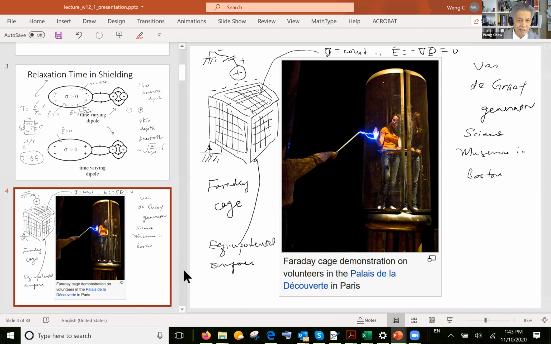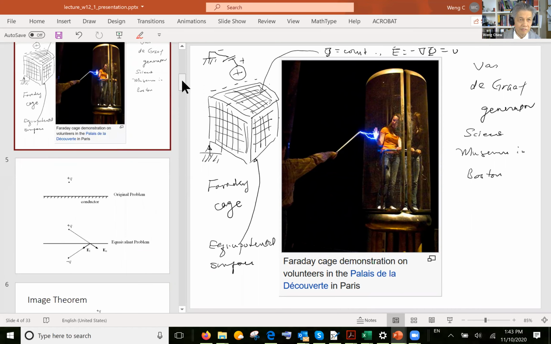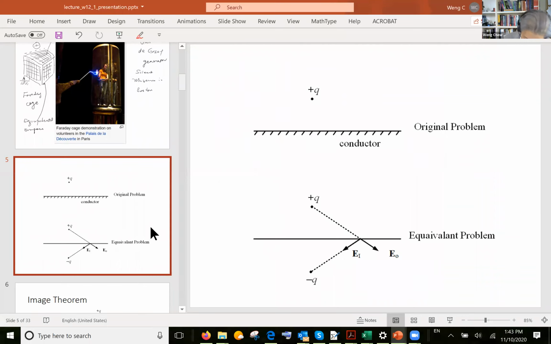Okay, so that is a little bit of introduction to shielding. Okay, let's see if we can go to image theory now. I'd like to discuss image theory.